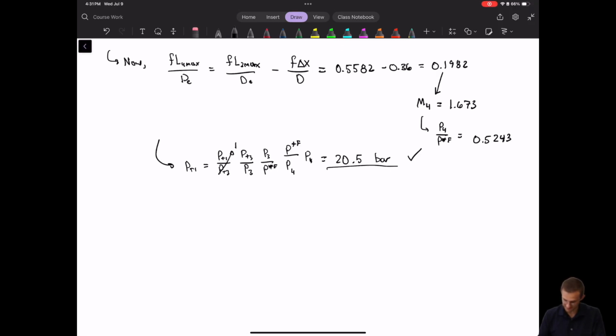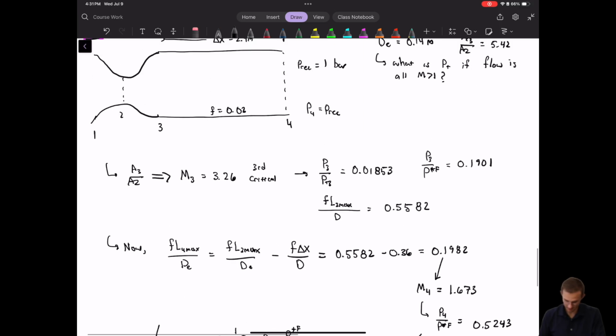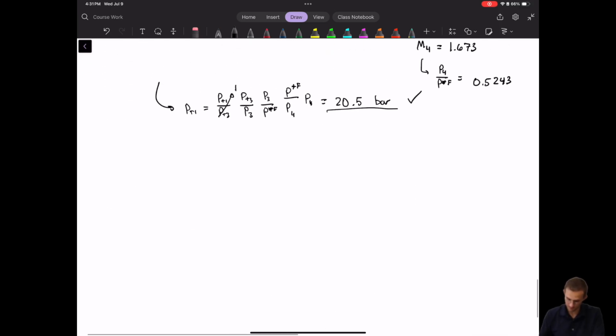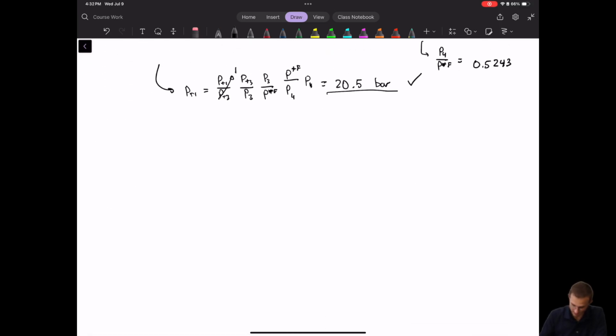So that's just one example. You'll do a couple more in your homework and probably see some Fanno Flow in your exam. Let's have a brief digression where we talk about Fanno Flow and its relationship to shocks. So it's a little interesting.